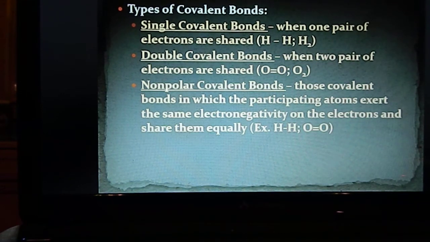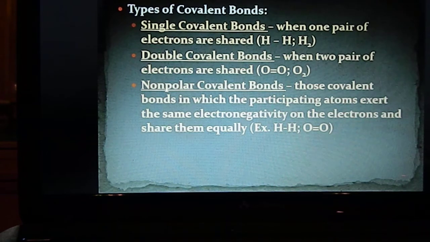Nonpolar covalent bonds. These are covalent bonds that are formed between atoms most of the time of the same element, because when those covalent bonds are formed, they're equally shared between the two. They have the same electronegativity, so when they share electrons, they share them equally, and there's no tug of war between those shared electrons.